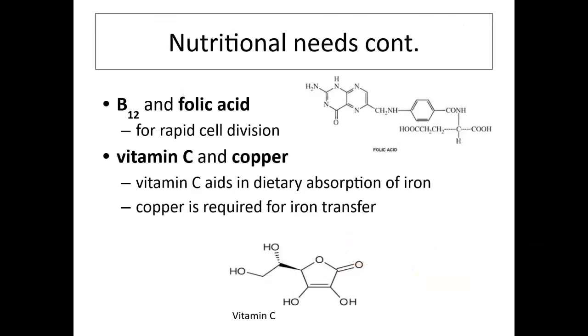Other nutrients required for erythropoiesis are B12 and folate, which aid in cell division. Vitamin C assists with iron absorption from the intestine, and copper is needed for iron to be transported from the cells to the blood.